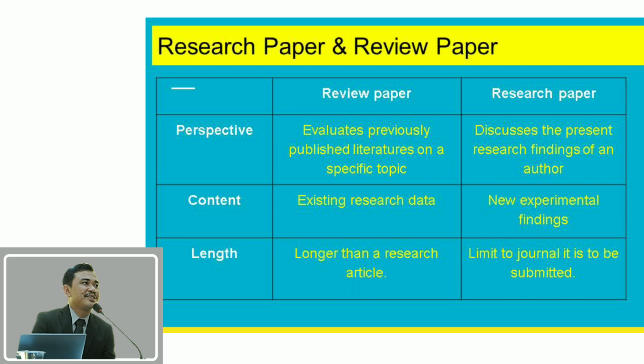But it is broader in a review paper. You try to see the topic as the main entrance, and you try to read some publications on the specific topic that you are trying to study. And then in terms of content, review paper talks about existing research data. But in research paper, you only try to see the new experimental findings of the paper, and the length is longer than a research article. So if you conduct a review paper, it takes longer than if you just study a single article. So there is a limit to the journal to be submitted. So that is research paper compared to review paper. I hope you have a clear distinction between the two different works in academic life.